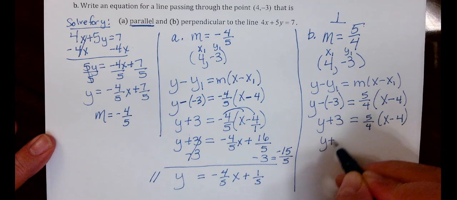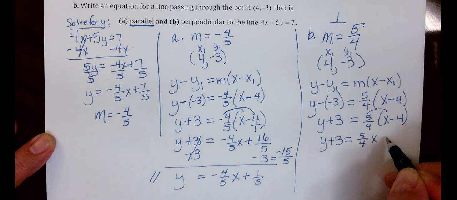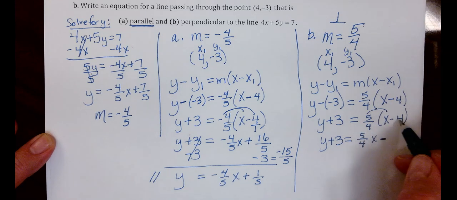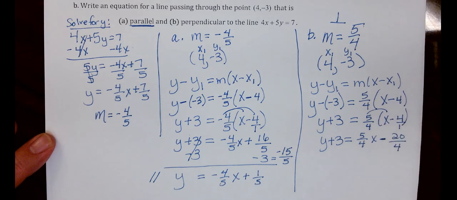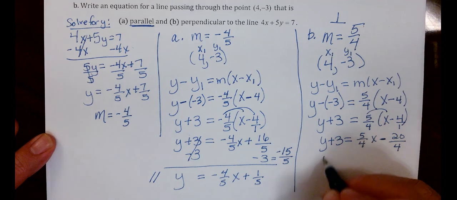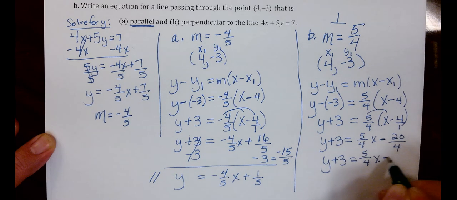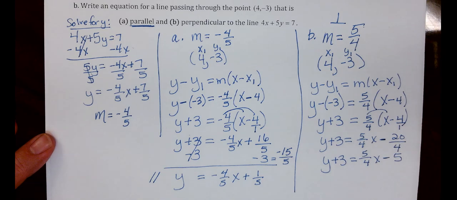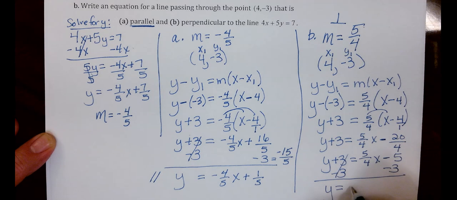Y plus 3 equals, we're going to distribute 5/4 times x minus 4: 5 times 4 is 20, and 4 times 1 is 4. We can simplify that in just a moment. So I get y plus 3 equals 5/4 x minus 5. I'm going to subtract 3. And we finally get our equation, y equals 5/4 x minus 8.